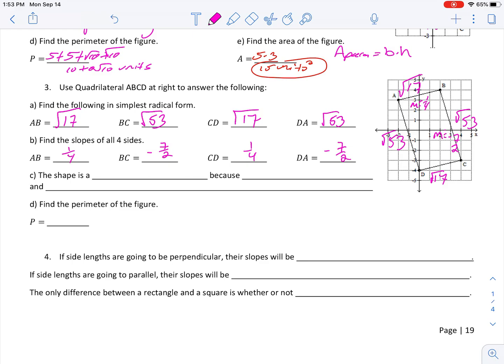If it was a right angle, then I would have opposite reciprocals, like 1/4 and negative 4. And I don't have that. These are not opposite reciprocals. I had some students say parallelogram, and some students say rectangle typically in class, but this is officially a parallelogram. So the shape is a parallelogram because two pairs of opposite sides are congruent.